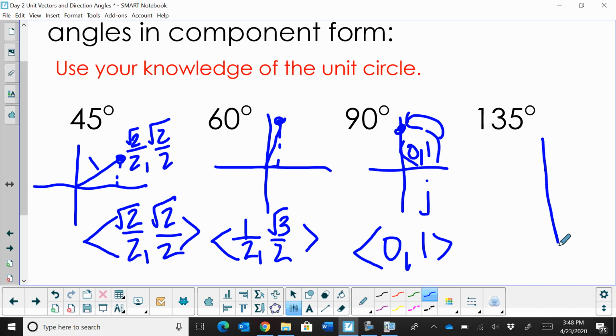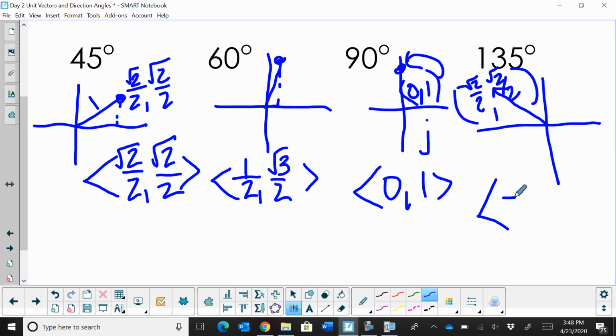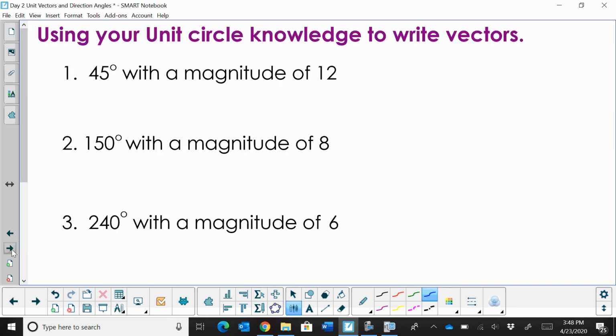Okay, and then 135. Okay, that one's in quadrant 2. It's right here, and we know it's a negative square root of 2 over 2 and a positive square root of 2 over 2. And so the unit vector at 135 degrees is negative square root of 2 over 2 and positive square root of 2 over 2 as a vector. Okay, so just to get some sense of the unit circle and a unit vector on that circle.